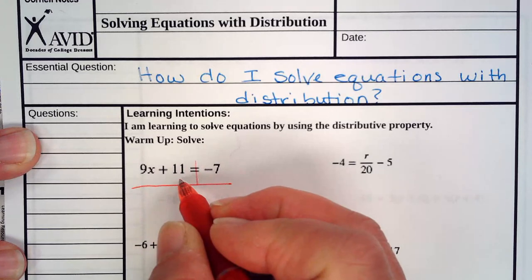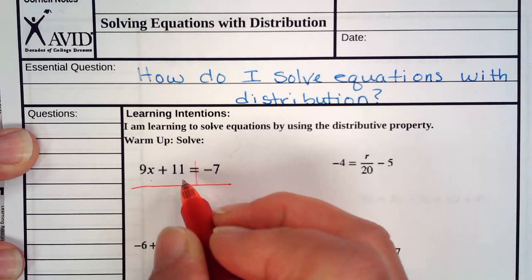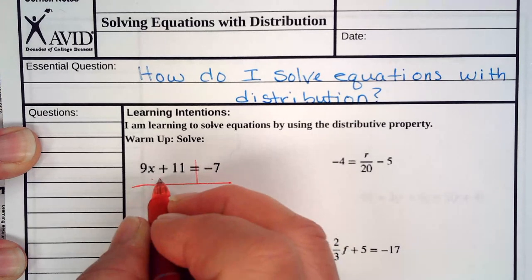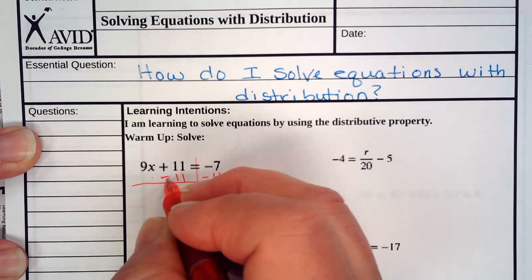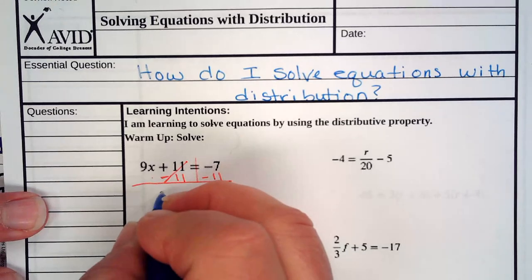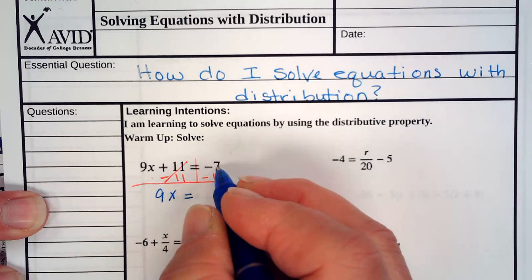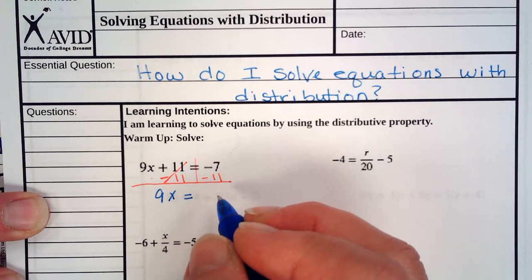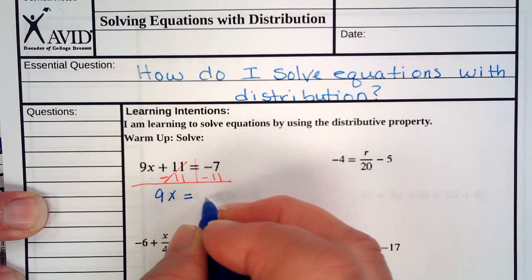I need to move the 11 to the other side to get the 9x by itself. I've added 11. The opposite is to subtract 11. I've eliminated it from the first side. 9x is equal to negative 7 plus negative 11. They're both negative, so you add them together. 7 plus 11 is 18. Keep the negative sign.